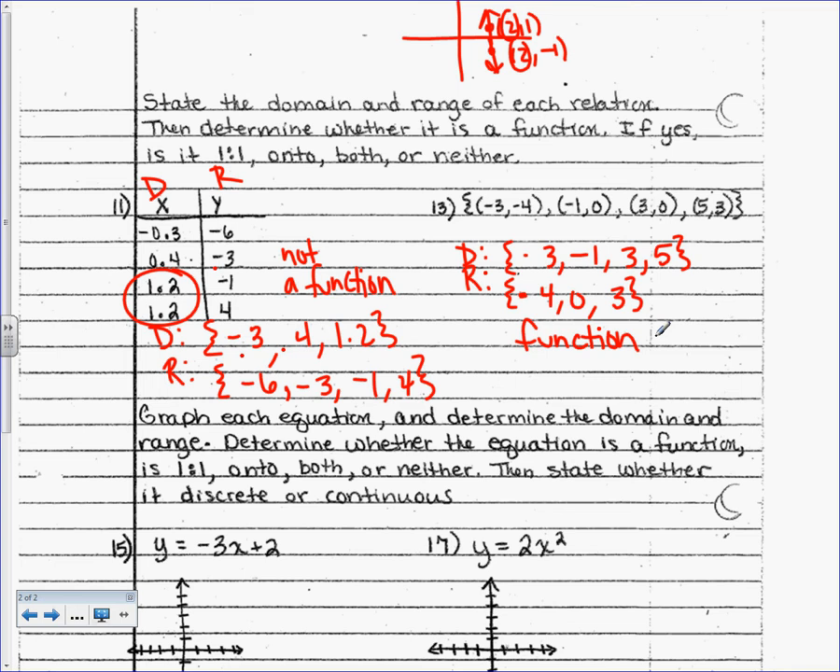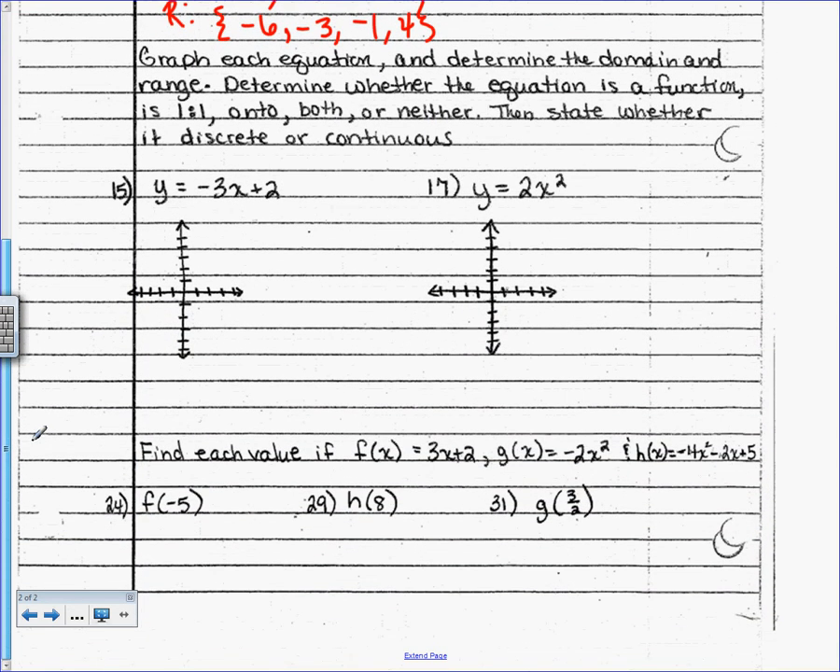All right, graph each equation and determine domain and range. Determine whether it's a function. If it is, one-to-one, onto, both, or neither, and then state whether it's discrete or continuous. That seems like a lot of information, so we really need to take it one thing at a time. Let's just start with the graph. That's what it says first, so let's do that first. What is this going to look like?